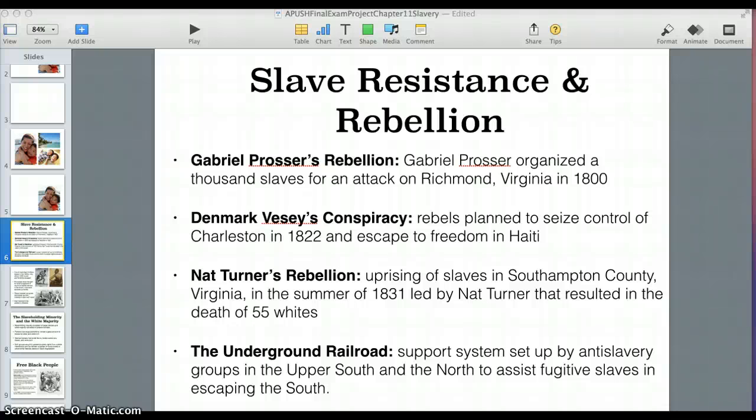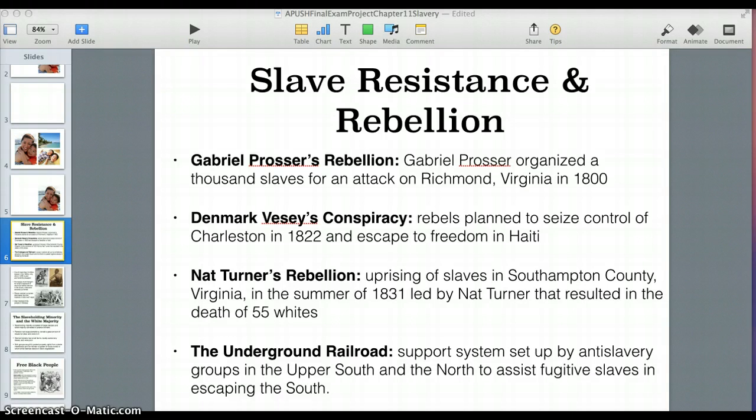Okay, so four major uprisings occurred in the 19th century. The first one was Gabriel Prosper's Rebellion, which occurred in 1800. It was a slave revolt that failed when Gabriel Prosper, a slave preacher and blacksmith, organized 1,000 slaves for an attack on Richmond, Virginia. A thunderstorm upset the timing of the attack, and a slave informer alerted the whites.